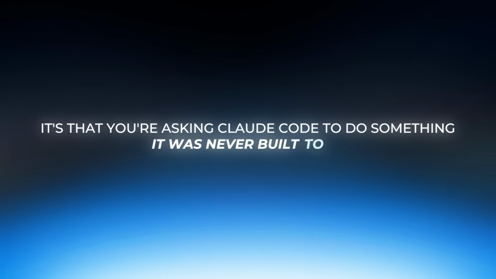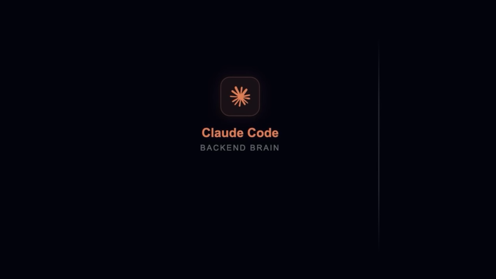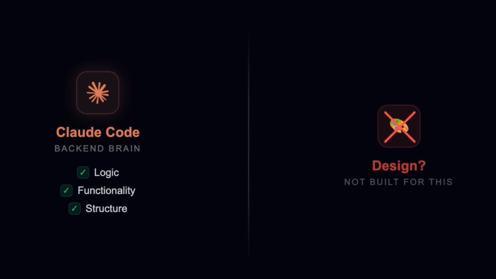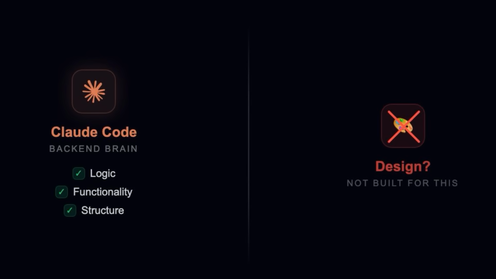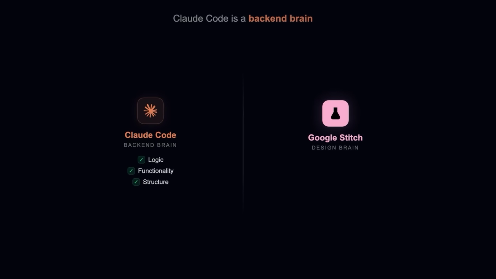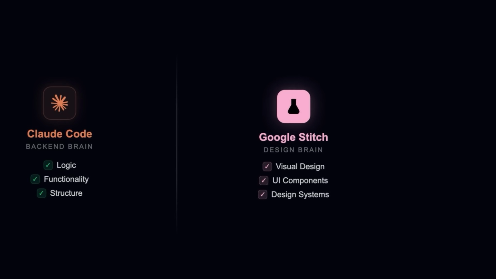The biggest mistake that people make with Claude Code has nothing to do with prompting. It's not your model. It's that you are asking Claude Code to do something it was never built to do. Claude Code is a back-end brain. It's incredible at logic, functionality, and structure, but when it comes to design, that's not what it's built for. And you've been asking it to do both. Stitch handles the design side completely.